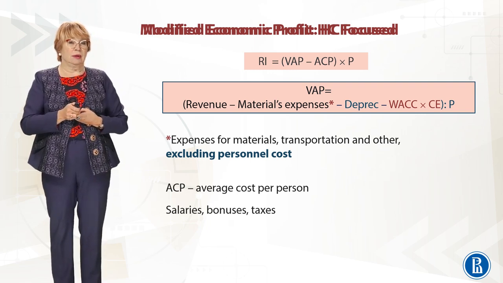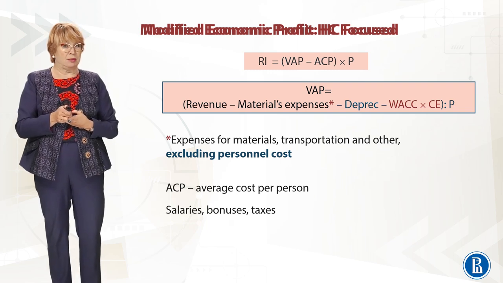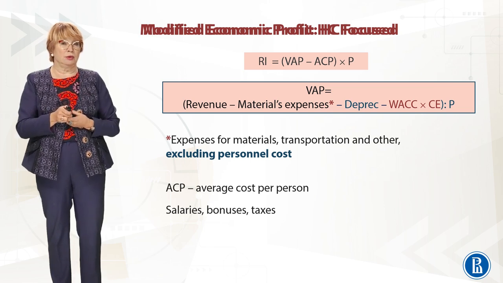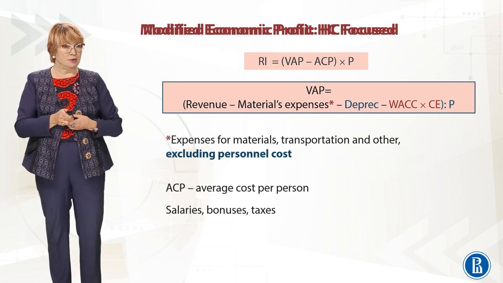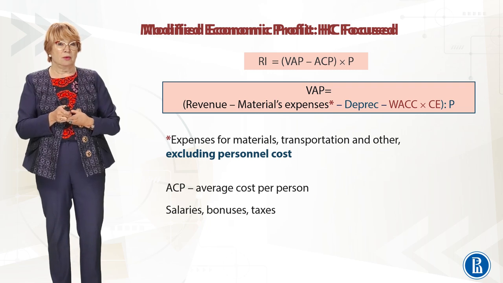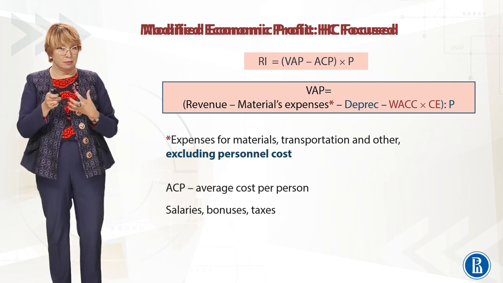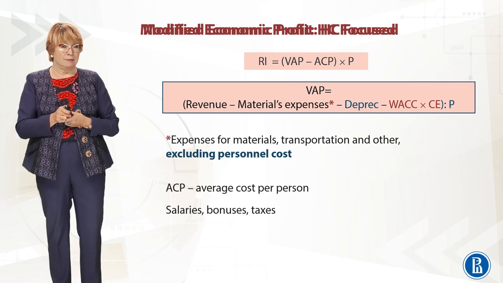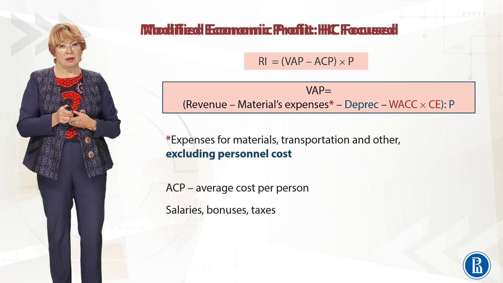Then we should subtract the depreciation expense on the fixed assets, and if we have intangible assets, we are going to subtract as well amortization expense on the intangible assets. And then we are subtracting, look more carefully at that formula, capital charge, which is the product of multiplying the weighted average cost of capital, the required rate of return on the overall capital, by capital employed.